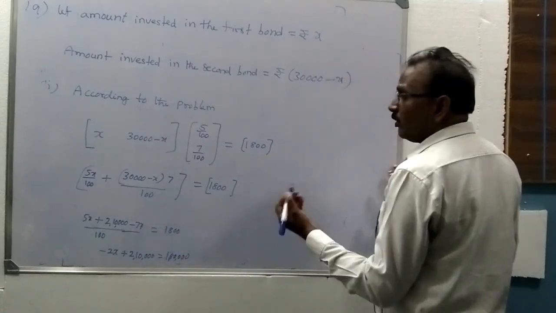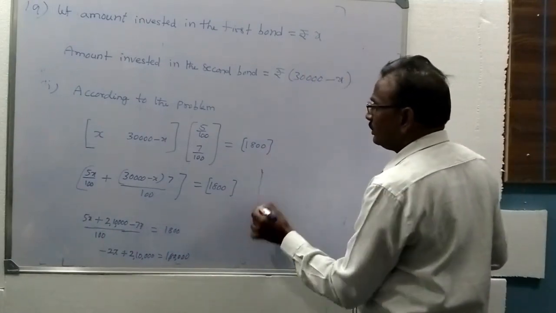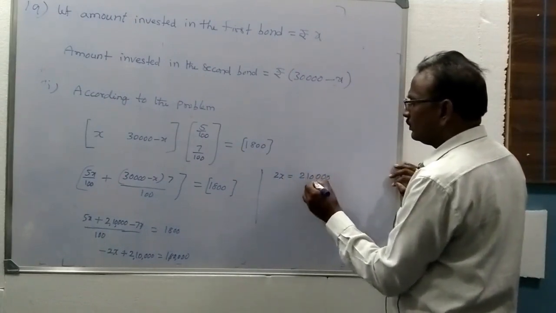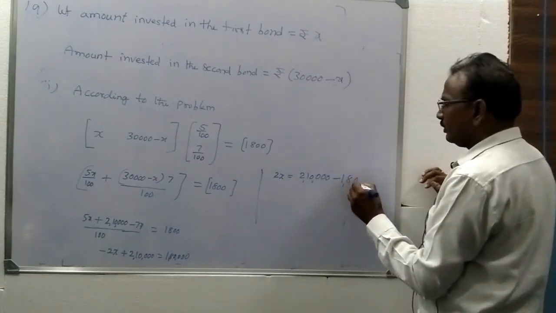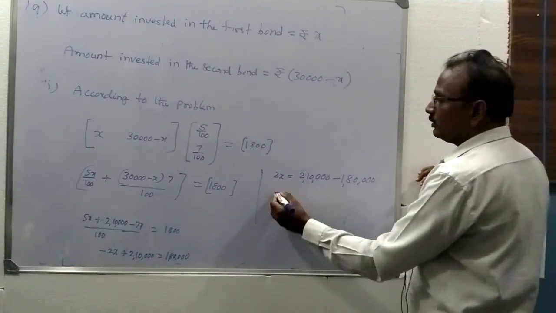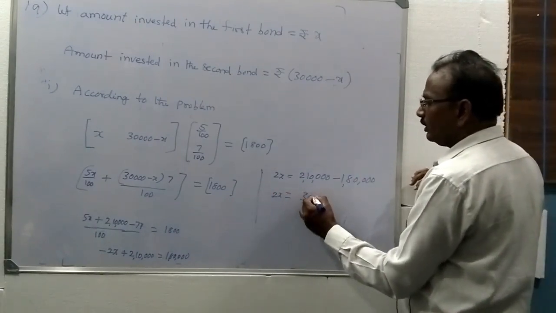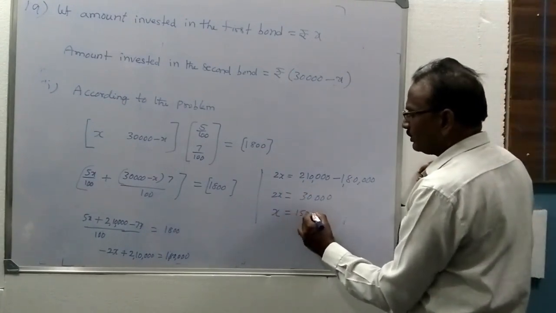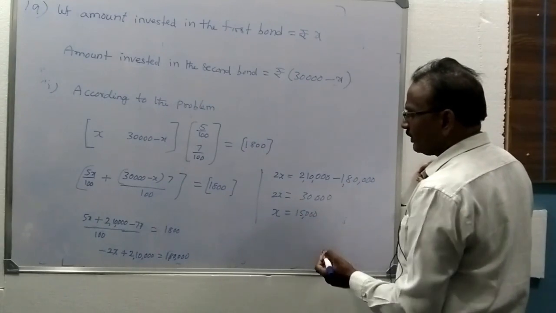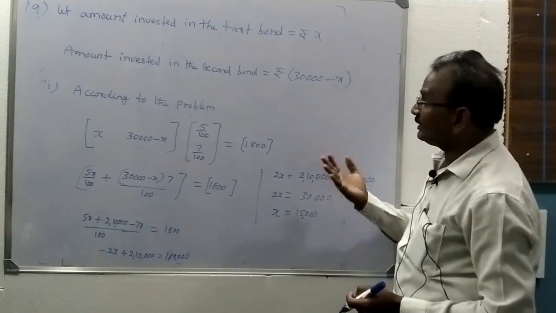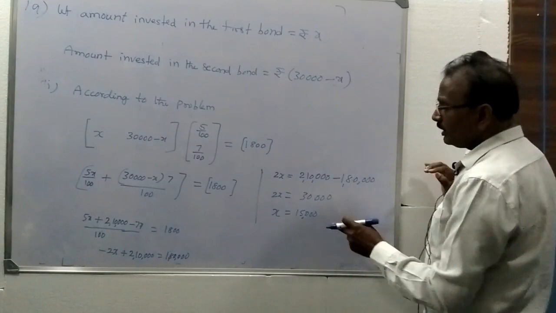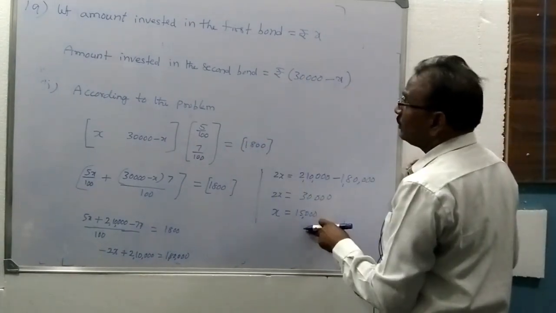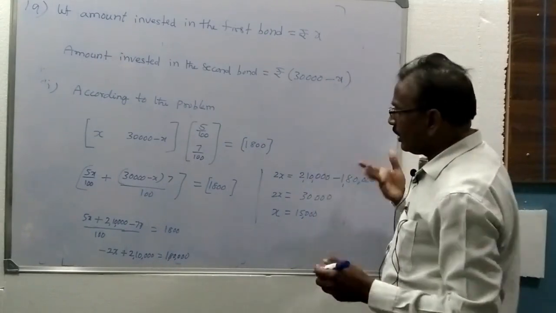So minus 2x transposed to the RHS, that is plus 2x is equal to 2,10,000 minus 1,80,000. So 2x is equal to 30,000. Therefore x is equal to 15,000 rupees. 30,000 divided by 2, so you get the x value 15,000. Therefore here, what is x? The amount invested in the first bond is 15,000. The amount invested in the second bond is 30,000 minus the x value 15,000, which is again 15,000.